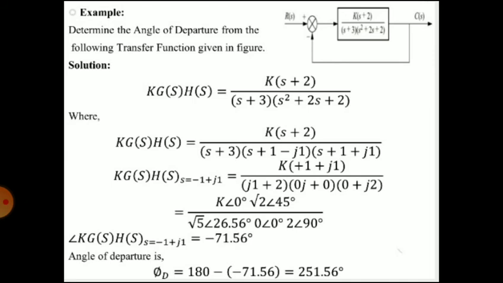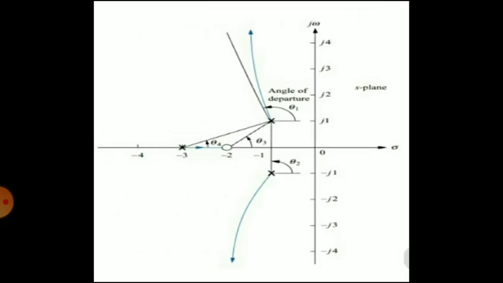So this is the example that is given. Transfer function is given. So the angle of departure is shown. So phi d is equal to 180 minus (minus 71.56), that is 251.56 degrees. So this is shown as the angle of departure.